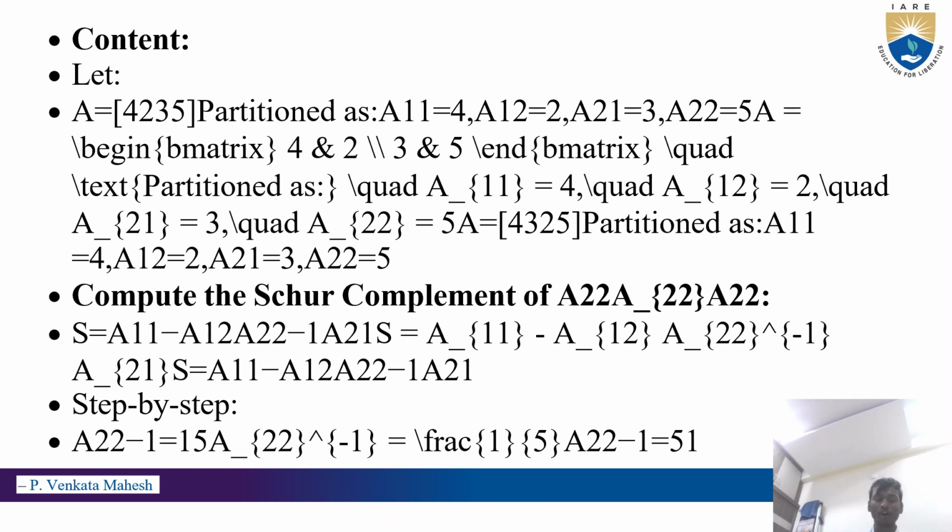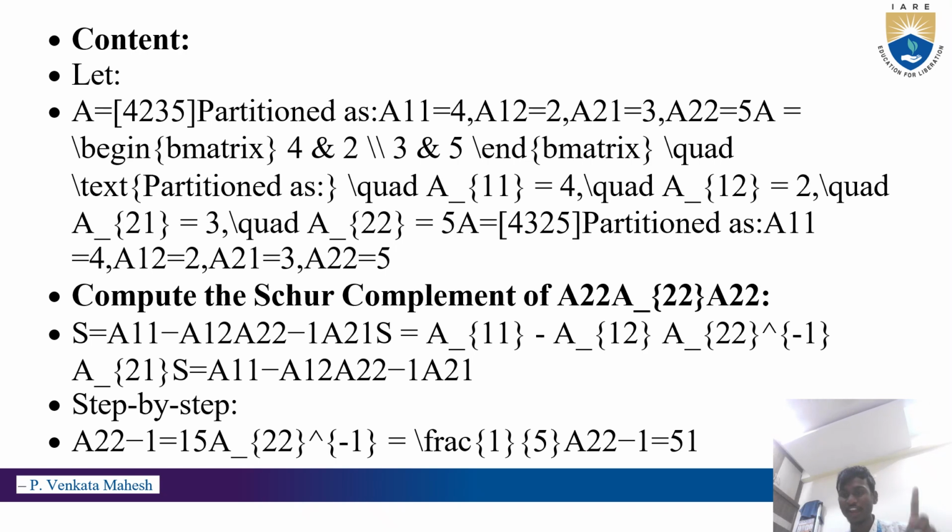Now I want to find the Schur complement of A22. Our formula is A11 minus A12 into A22 inverse into A21. Let's take A22 as 5, so A22 inverse is 1 by 5. Let's take the given values: A11 is 4, A12 is 2, A21 is 3 and A22 is 5.